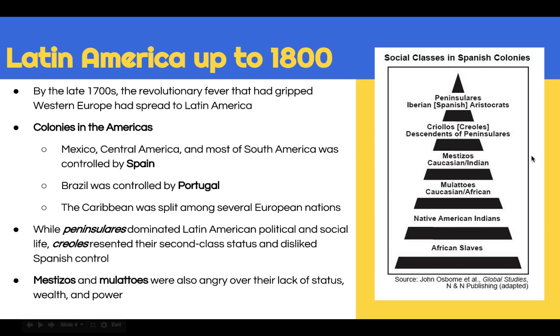Other groups, for example, mestizos and mulattoes, who were of mixed race, mestizos being Caucasian and native, mulattoes being Caucasian and African, were very angry over their lack of status, wealth, and power. They made up a large portion of the population. At the bottom of this social class ladder were Native American Indians and African slaves, of course, who tended to be at the bottom, given that they were not free people. So this is the situation in Latin America in the 1800s. Still a colonial situation that we've been talking about, and some people who were unhappy with their station.